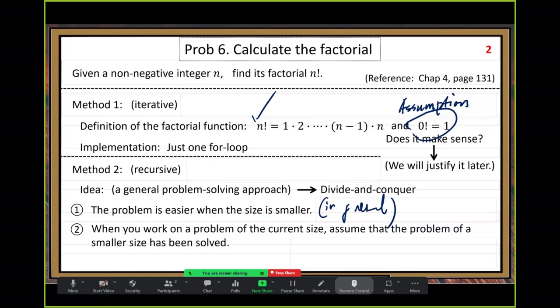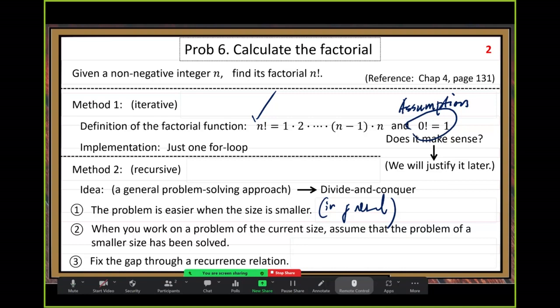Step by step. Every time we work on a problem with a certain size, there is a size number. But when we work on the current problem size, we assume there is a smaller problem size version that has been solved, and that solution could be used for the current problem size. That is the recursion idea.